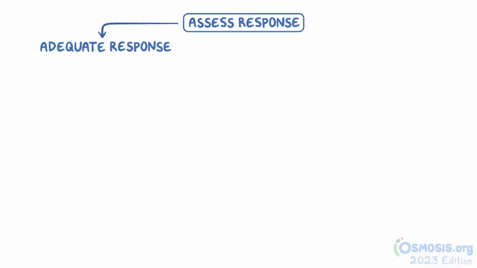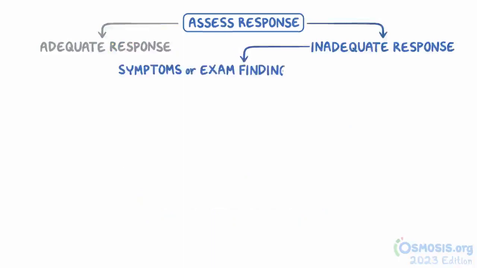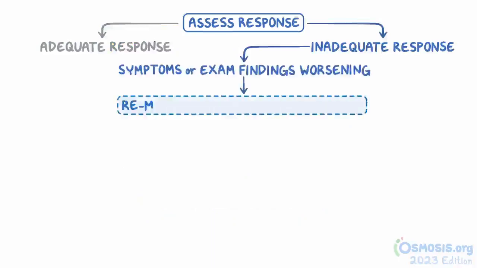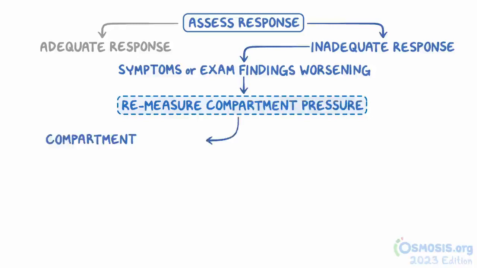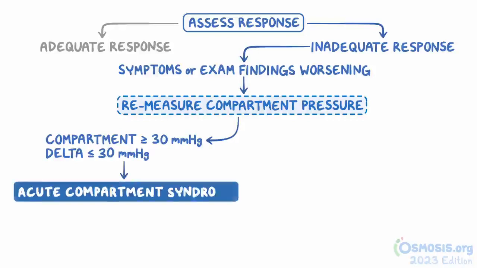Okay, let's switch gears and talk about patients with inadequate response to treatment. If the patient's symptoms or exam findings are worsening, you should immediately remeasure the compartment pressure. If the repeat compartment pressure measurement is now greater than or equal to 30 millimeters of mercury, or if the delta pressure is less than or equal to 30 millimeters of mercury, you can diagnose acute compartment syndrome.